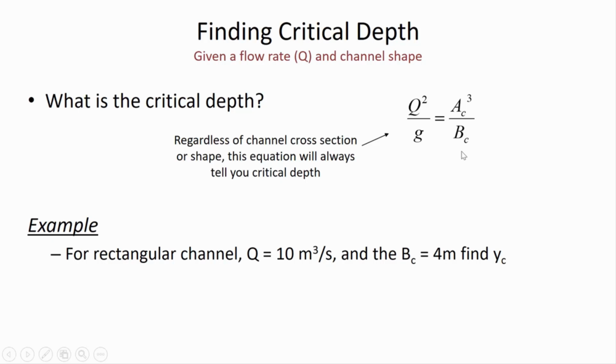Just as an example, if you want to find the critical depth for a rectangular channel where the flow rate is 10 cubic meters per second and the channel width is 4 meters, this is that same rectangular channel that we've been talking about today. We can find the critical depth using this formula.